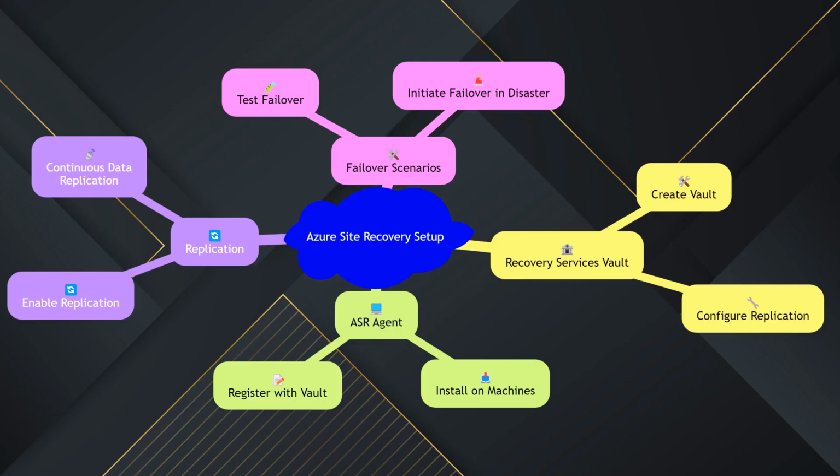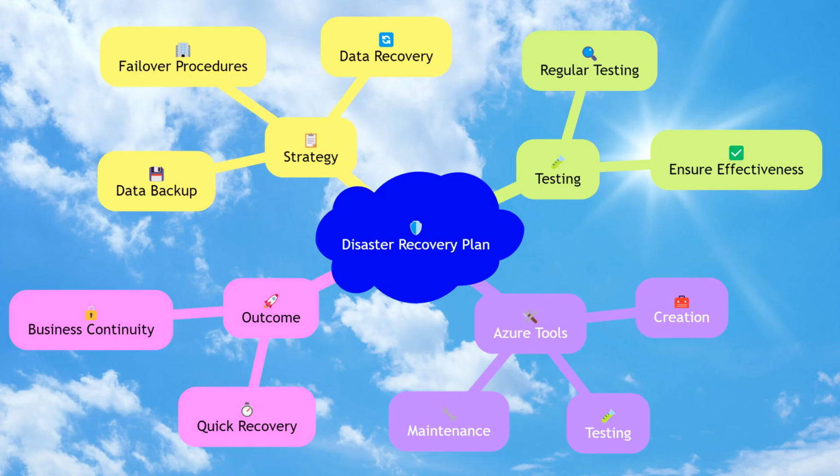Setting up Azure Site Recovery involves creating a Recovery Services Vault, configuring the replication settings, and enabling replication for your workloads. You need to install the ASR agent on the machines you want to replicate and register them with the Recovery Services Vault. Once replication is enabled, ASR continuously replicates data to the secondary location. You can test failover scenarios to ensure that your disaster recovery plan works as expected and initiate failover in the event of a disaster.